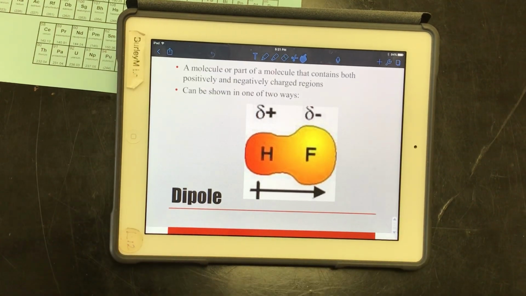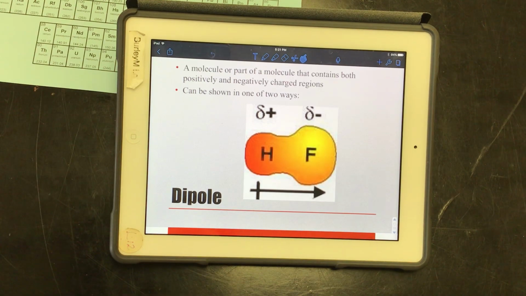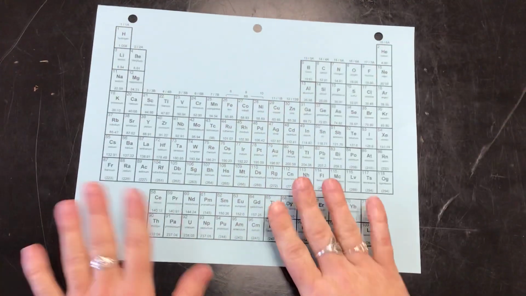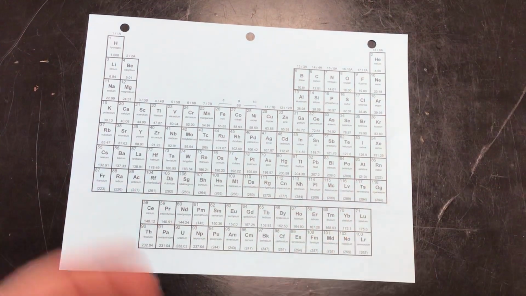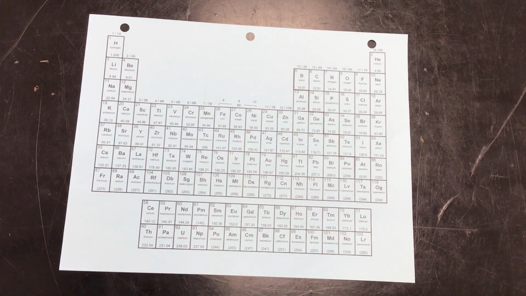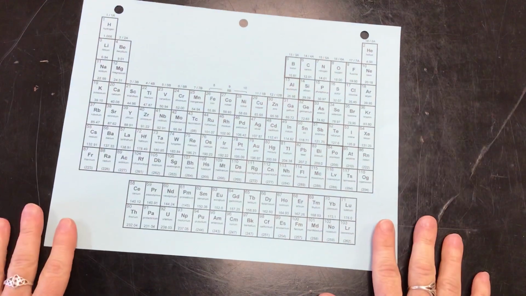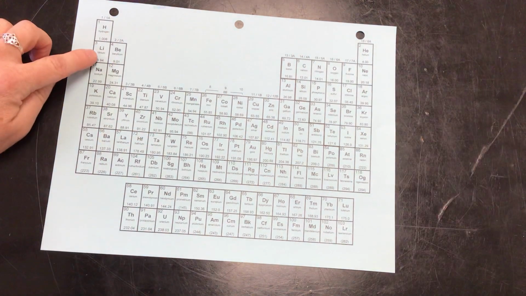Now, in order to figure out if you're going to end up with a partially positive and partially negative side of a molecule or a bond, we have to review electronegativities and bond polarity. So you are going to have to refer to your periodic table on this. Recall that electronegativity is basically how attractive a nucleus is to electrons within a molecule. So as you move across a period on the periodic table, electronegativity increases. These atoms on the right-hand side are much more attractive than the atoms on the left-hand side.